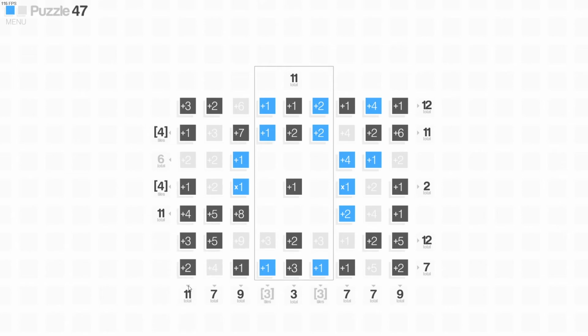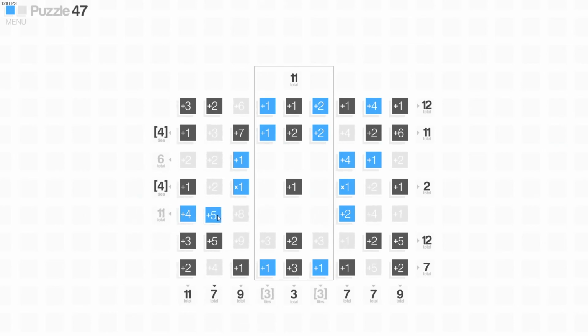But let's look at this first column here. If we add up all the numbers except for 4, 5, 6, 7, 10, they can't add up to 11. So this 4 has to be in the solution. And as soon as we pick that, that removes this 8 from this row. And it also forces this 1 to be removed, and this 5 to be highlighted.